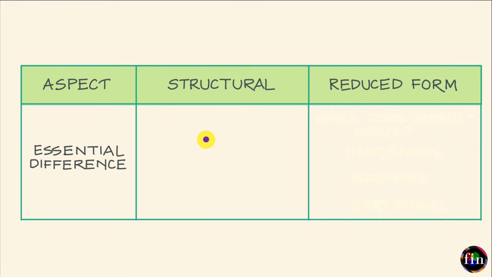In this video, let's take a comparative look at two broad categories of credit risk models. These are structural models and reduced form models. This video will be of interest to FRM Part 2 candidates and also to CFA Level 2 candidates. Let's begin with the essential differences between these two categories.